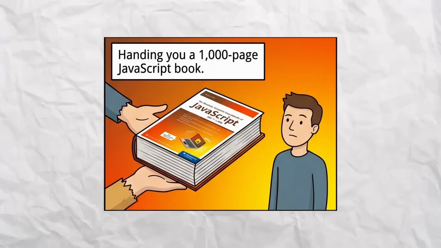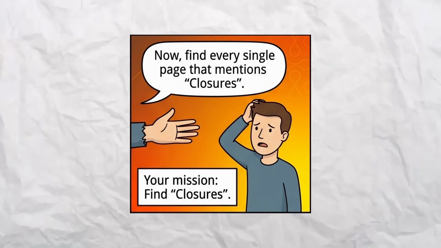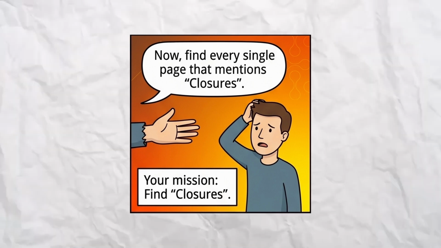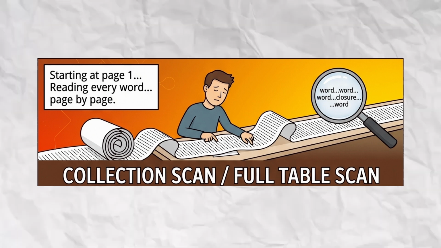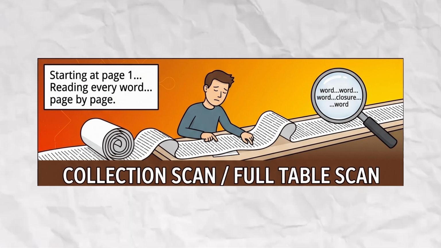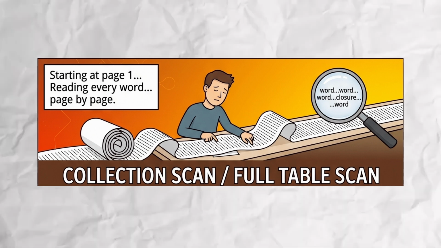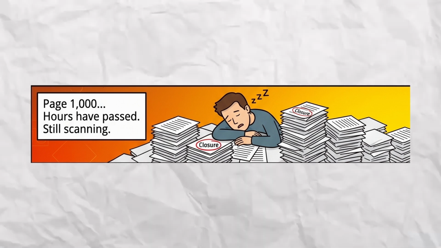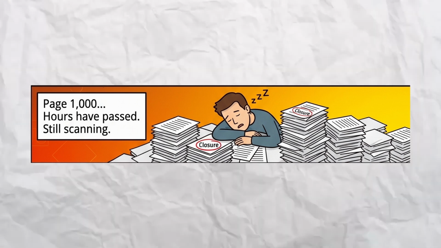To understand indexes, forget databases for a second. Imagine I hand you a 1,000-page textbook on JavaScript, and I ask you to find every page that mentions closures. If the book does not have an index at the back, what do you have to do? You have to start at page 1 and read every single word until you hit page 1000. In database terms, it is called a collection scan or a full table scan. When you have 100 users, a collection scan is fine.